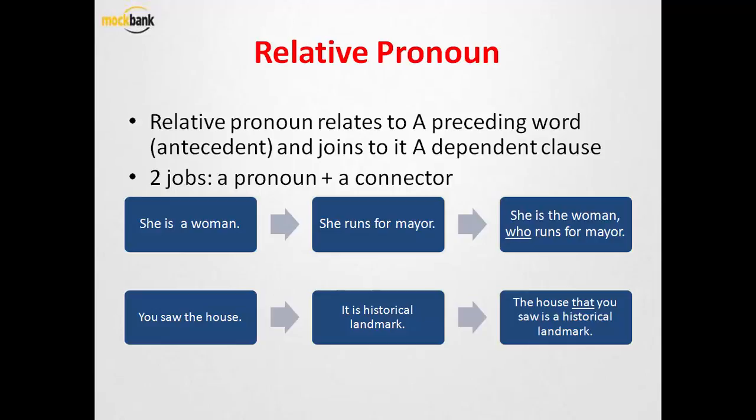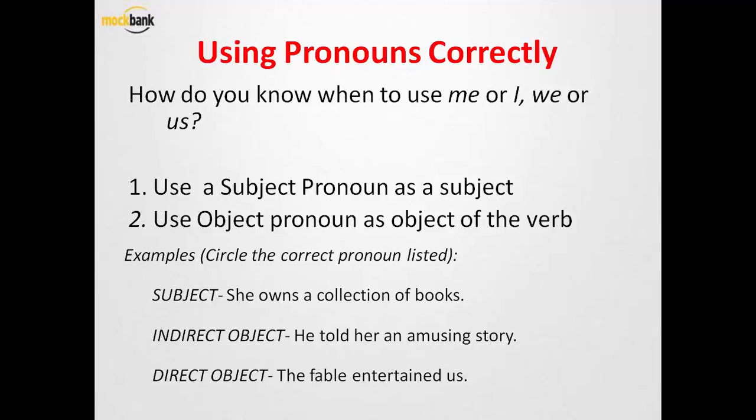Going to the second example, if you say you saw the house, full stop, it is a historical landmark. If you closely see, this word it is referring to house, which is being used in the first sentence. Now if I want to combine the two sentences, I'll rewrite this sentence as the house that you saw is a historical landmark. If you closely see, that word that is referring back to house and will be defined under the definition of relative pronoun. How do we use pronouns correctly?